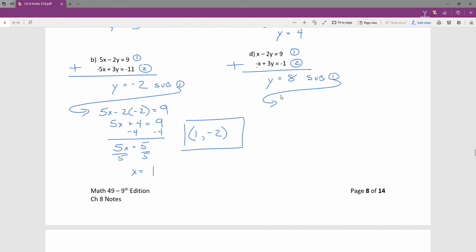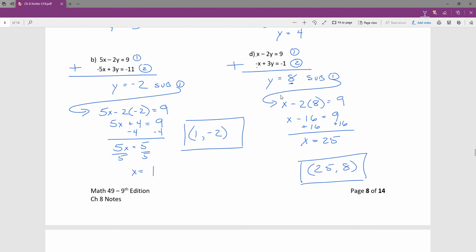So in this one, looking at number 1, I'd have x minus 2 times 8, because that's what my instructions say to do here, equaling 9. x minus 16 equals 9. Adding 16 to both sides, I get that, wow, this is big, x equaling 25. So again, it's a consistent system. I have an ordered pair of (25, 8), which is where those two lines would intersect, and those are the x and y values that would make both of those equations true.